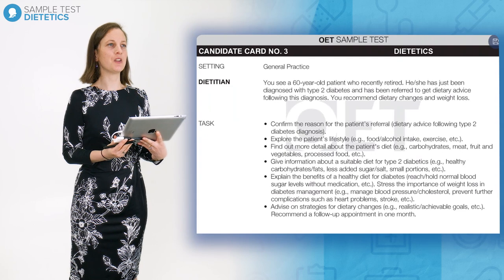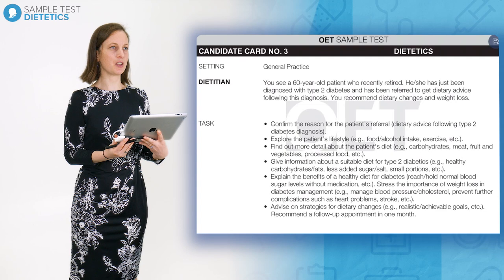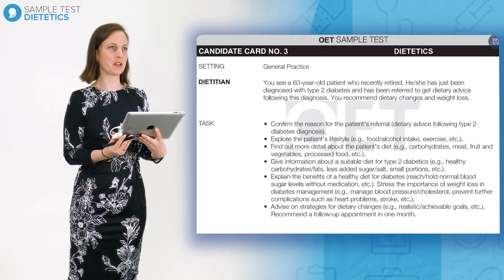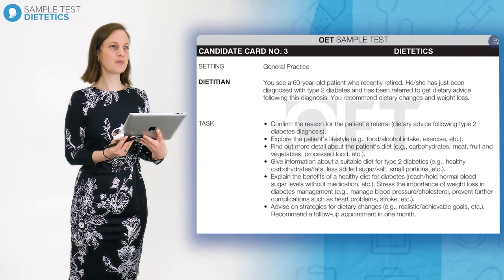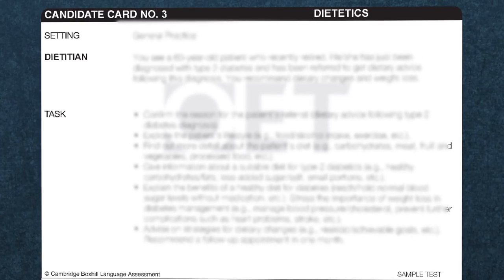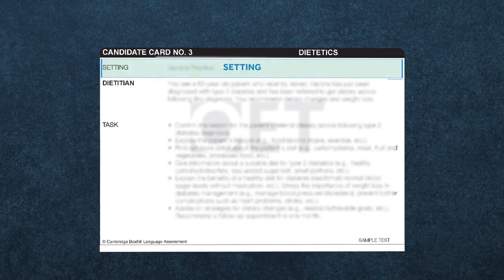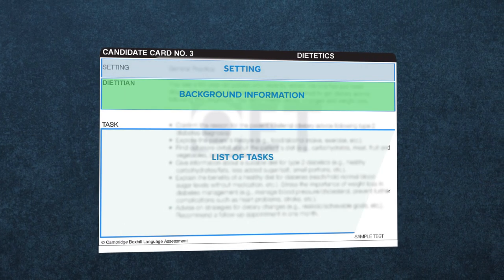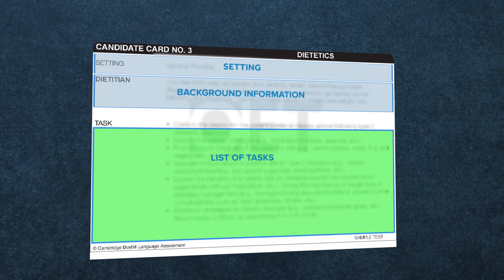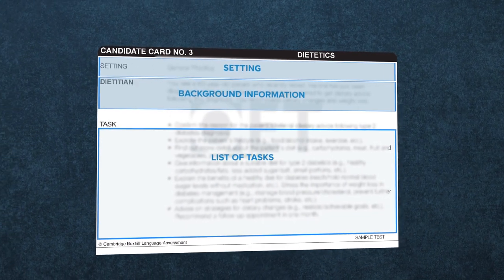Before each role play, you have 3 minutes to prepare for the conversation using the role card. Remember that you can ask the interlocutor questions during the preparation time. If there is a word you don't know the meaning of or how to pronounce, you can ask this during the preparation time, and if the interlocutor knows the answer, they can tell you. Let's look at a dietetics role card in more detail. There are three sections to the card: the setting, the background information, and the list of tasks. Here are my recommendations about what you should do during your preparation time.